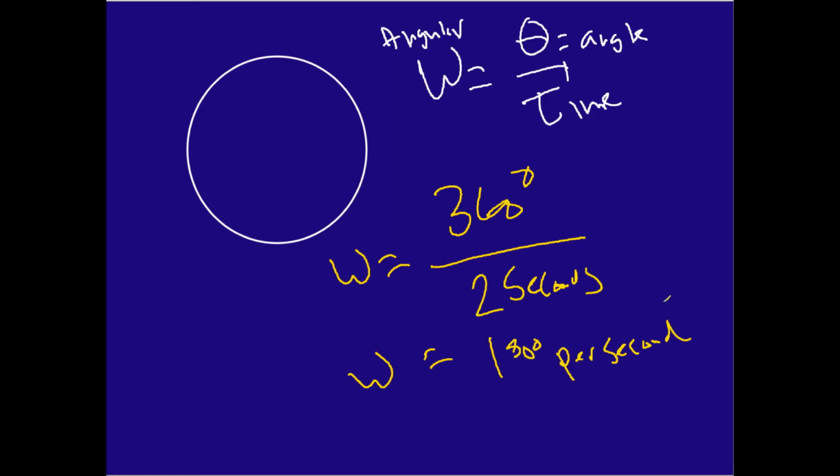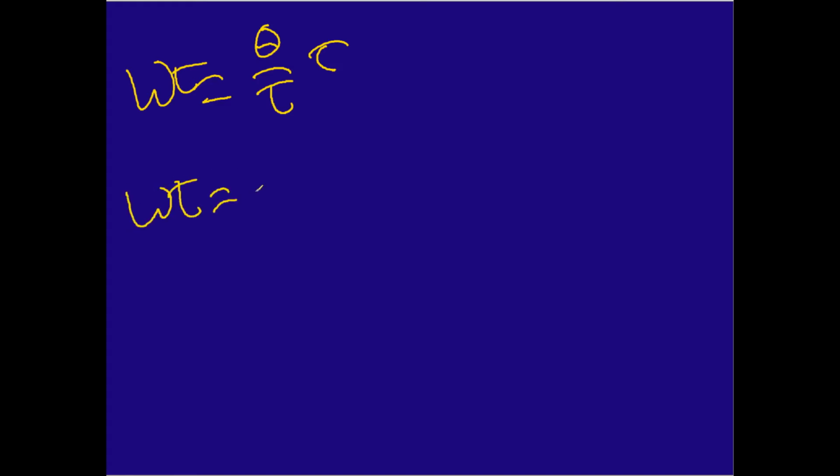That's what's happening here. This is not that complicated. So in other words, we rotate 180 degrees in a second. That is like the angular speed. Now let me show you a connection between this and the arc length. Here's what we know. We're going to start with angular speed. We know that W equals theta over t. If I multiply both sides by t, I get Wt equals theta.